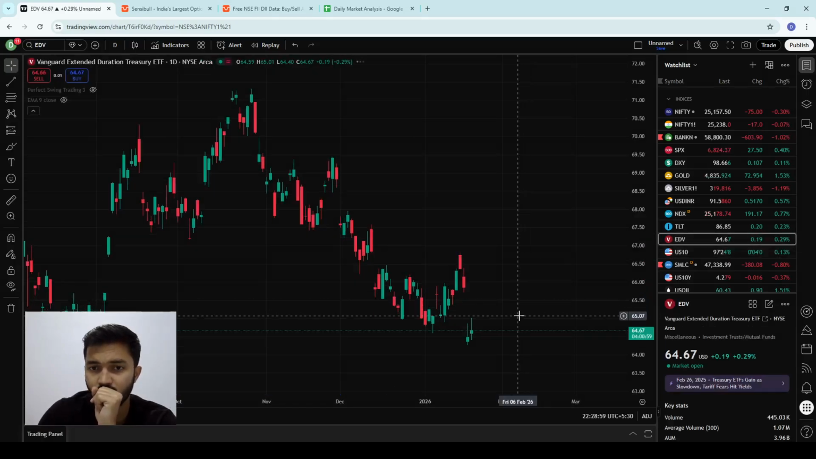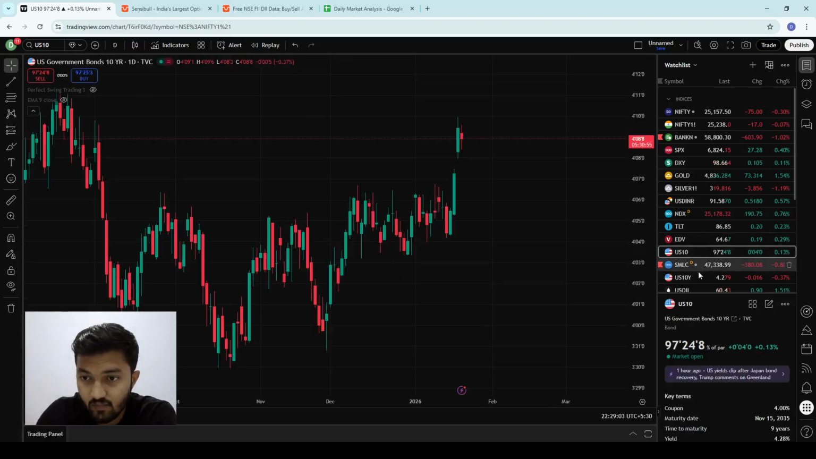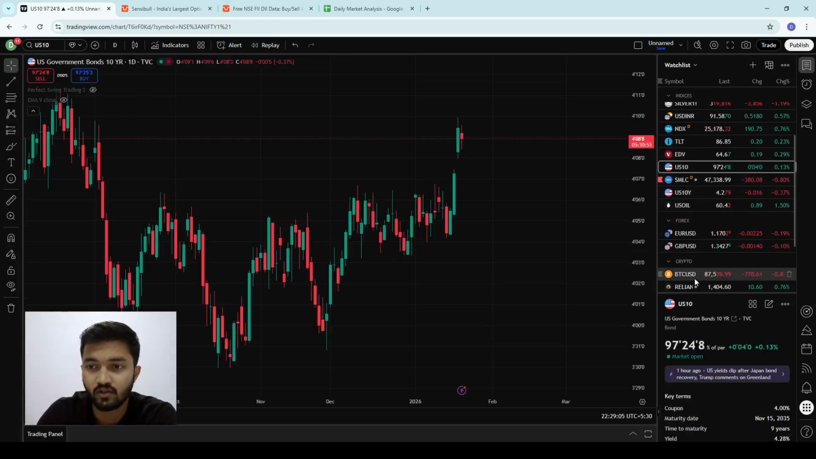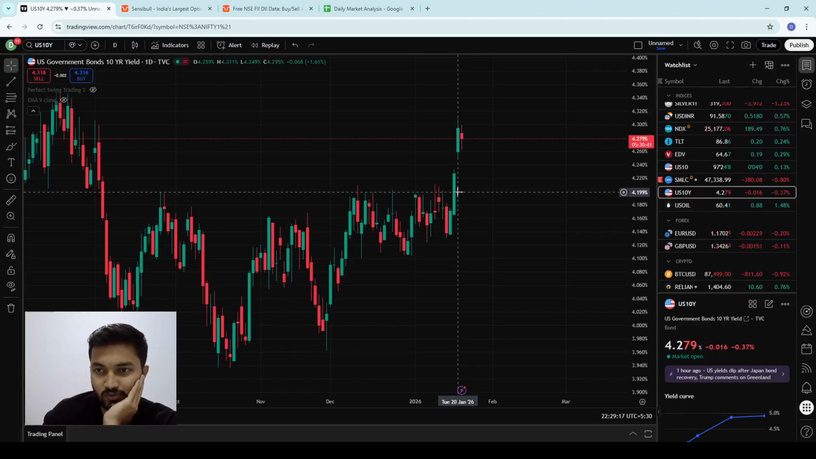are gapping down, both of the TLT ETFs. US 10-year bond yield is jumping up. What's happening to the bond yield? Bond prices going up, bond yields also going up.